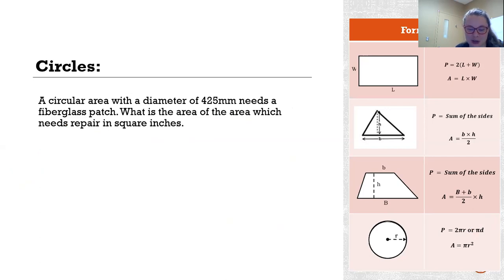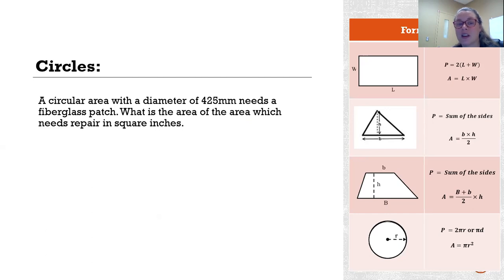Another question, now you guys won't deal with fiberglass until next semester, I don't think. That's one of the last units you guys usually do. But this is a good type of question. A circular area with a diameter of 425 millimeters needs a fiberglass patch. I know you sometimes have to do repairs on things, so this is just a good example of area. You need to know how much fiberglass are you going to need. How much material do you need to do the patch?